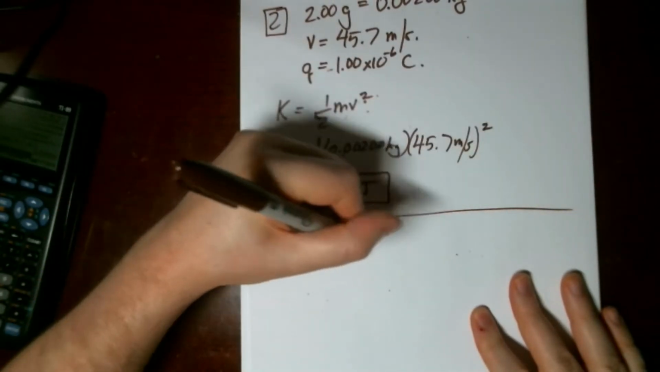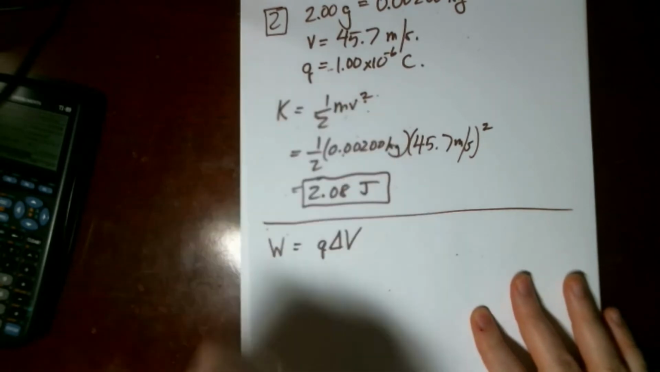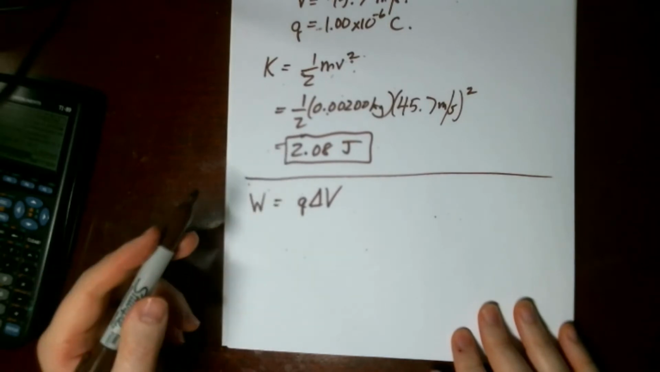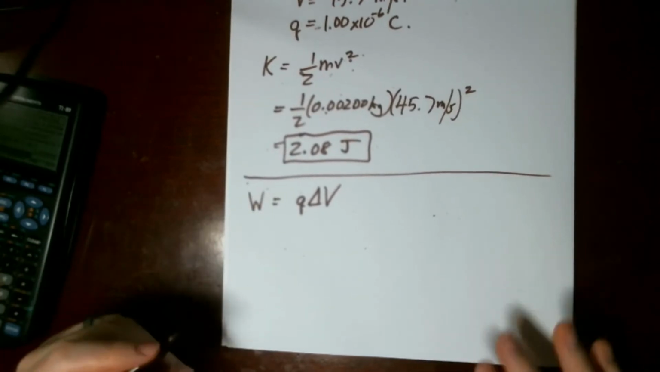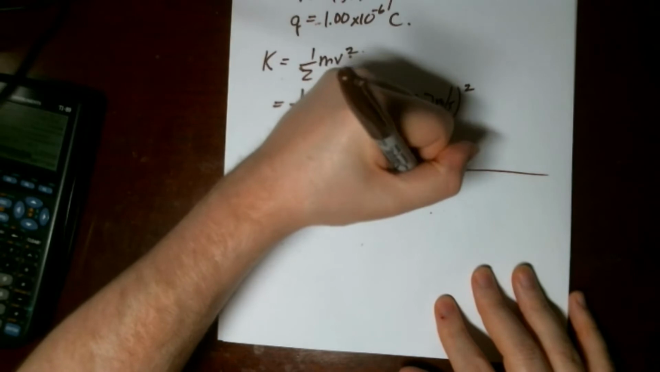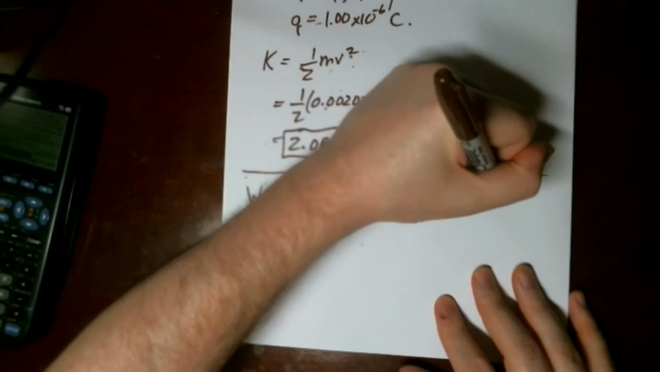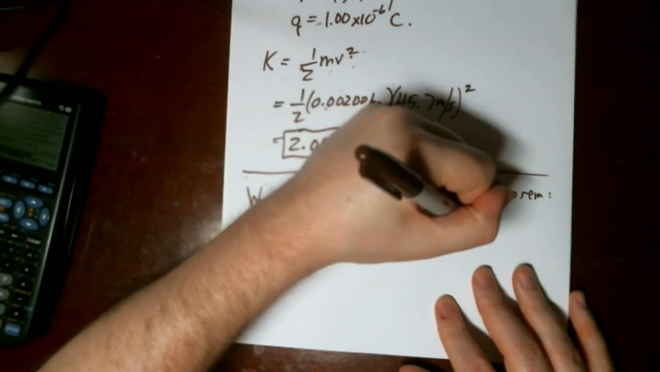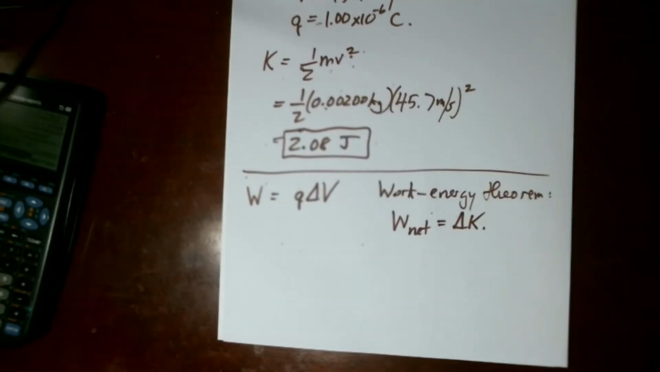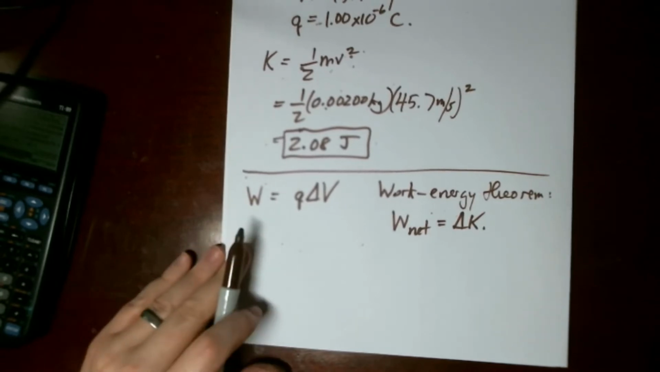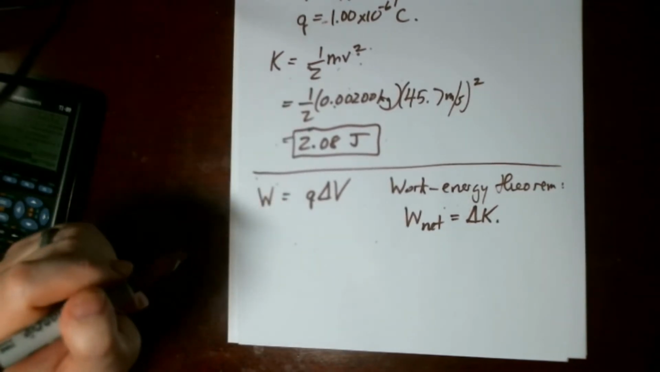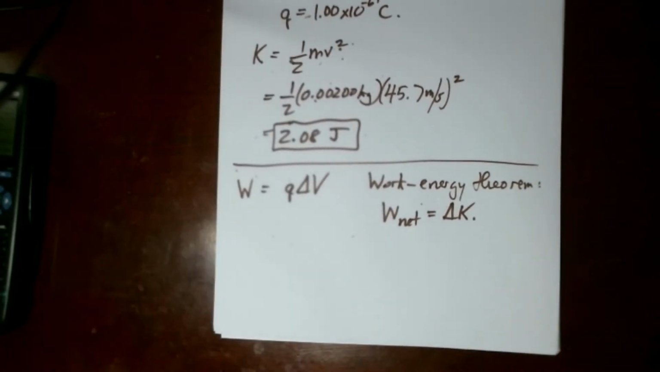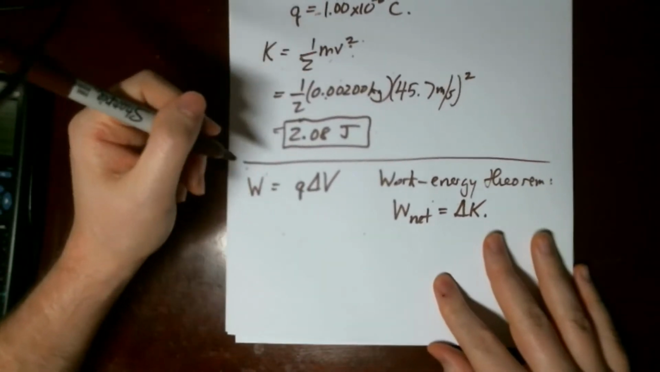So work is equal to Q delta V, the charge times the potential difference. So we know work, 2.08 joules, that just comes out of the work energy theorem. The net work on an object is equal to its change in kinetic energy. We know Q, it's 1 microcoulomb, so we can work out what potential difference the BB would have to be accelerated through in order to reach that speed of 45.7 meters per second.